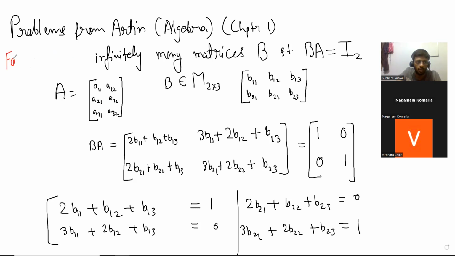Using the same methods, it should be solvable. But it is not true for any A. It is not true for every A. So for which A, can you describe those matrices? I'm asking a question on describing all those matrices A for which there are infinitely many matrices B such that this happens. So how would you describe these matrices? That is the question.